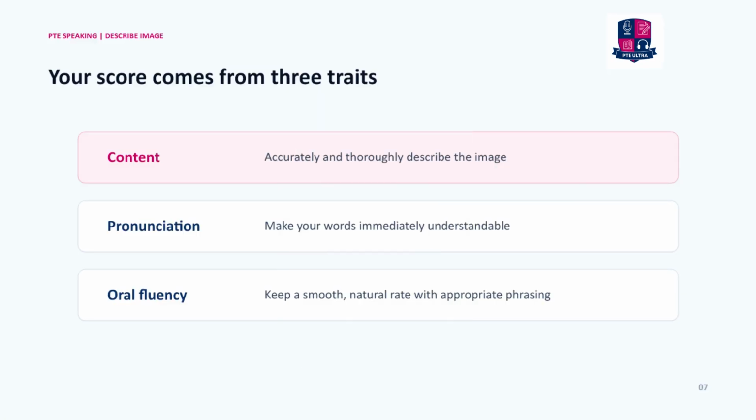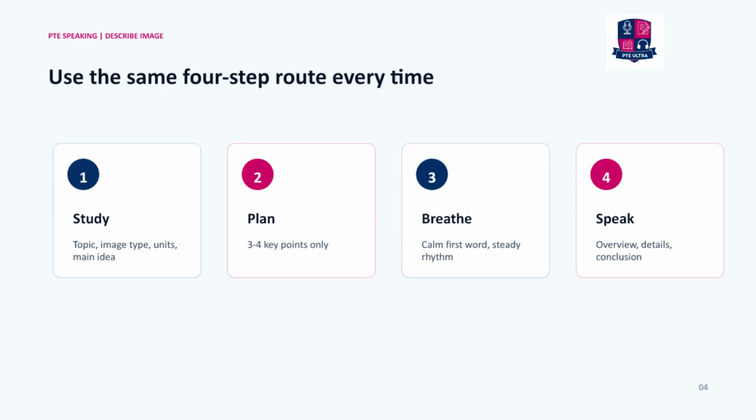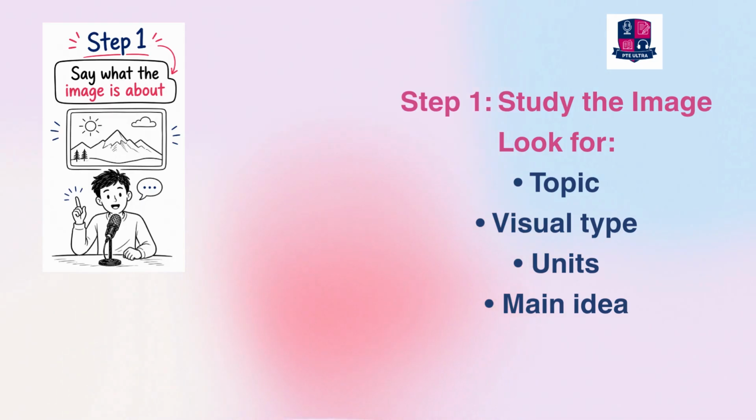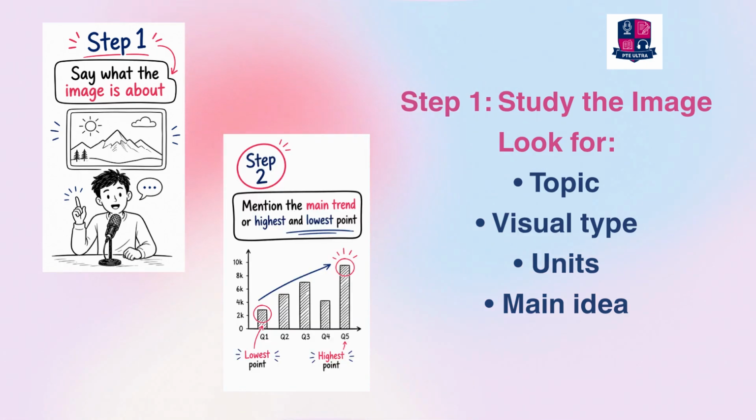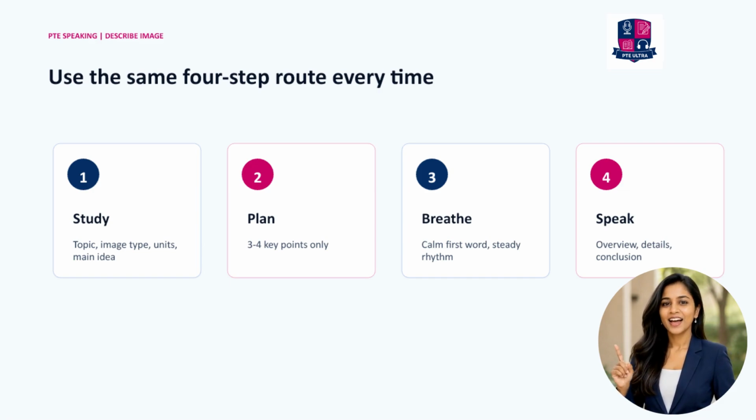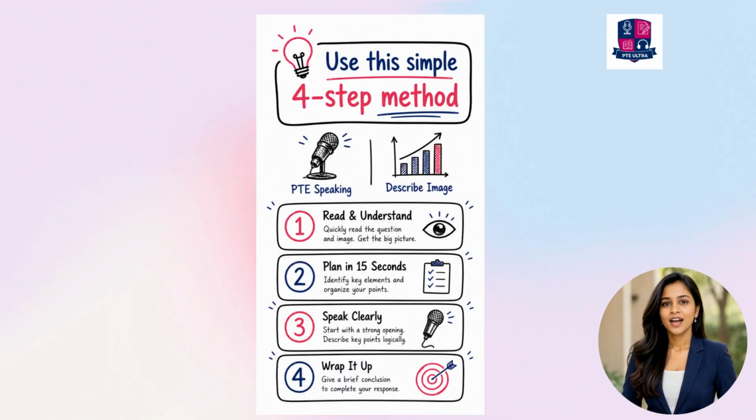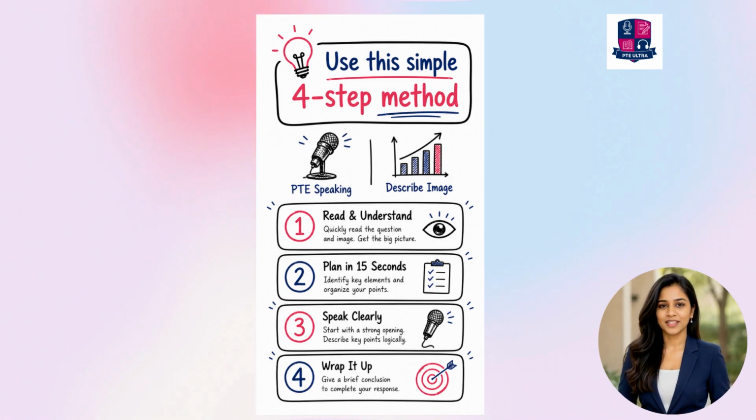Now, let's use a simple 4-step route. First, study the topic, the visual type, the units, and the main idea. Second, plan 3 or 4 key points. Don't write full sentences, just write short keywords. Third, take one calm breath before you speak. Fourth, answer in this order: overview, main details, relationship, and conclusion.